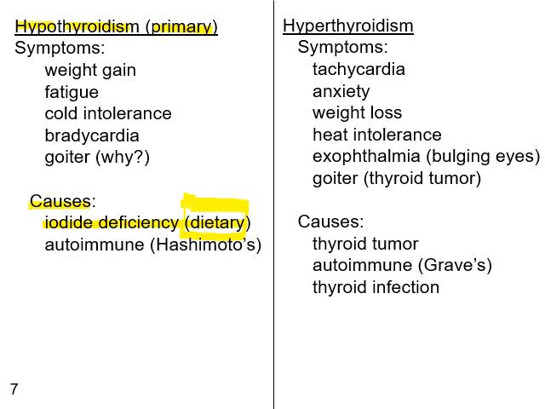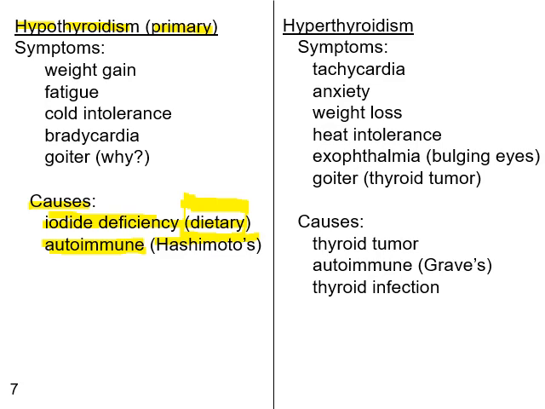Another defect that causes primary hypothyroidism is an autoimmune disease called Hashimoto's disease, where the immune system somehow starts to recognize the follicle cells of the thyroid as not part of your body and attacks them, and causes autoimmune destruction of the follicle cells of the thyroid. So let's just think about iodide deficiency, because that's the most common form of primary hypothyroidism.